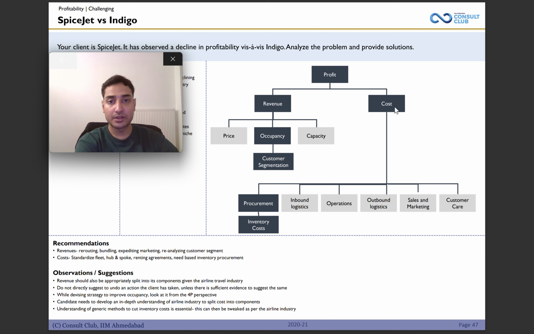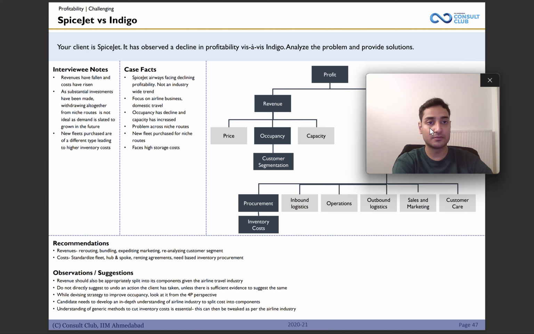So the profit is divided into revenue and cost. The problem was on both sides. So first we went for the revenue side. The revenue is a product of price, occupancy, and capacity. In occupancy, you divided the problem into customer segmentation. On the cost side, the entire value chain was divided into procurement, inbound logistics, operations, outbound logistics, sales and marketing, and customer care. The problem was on the procurement side, as the inventory was taking a lot of cost at different airports because the airline company maintains a different set of flight fleets.